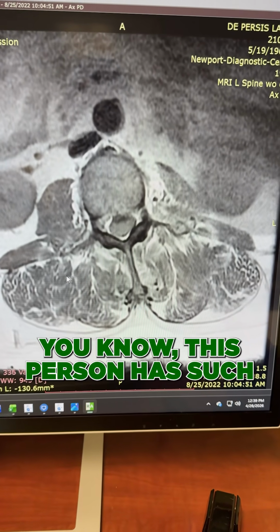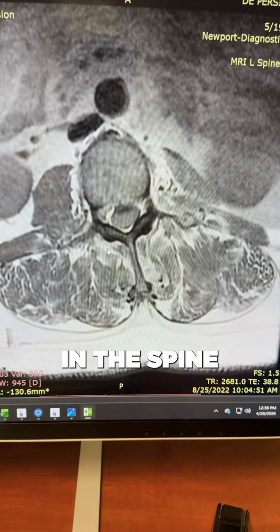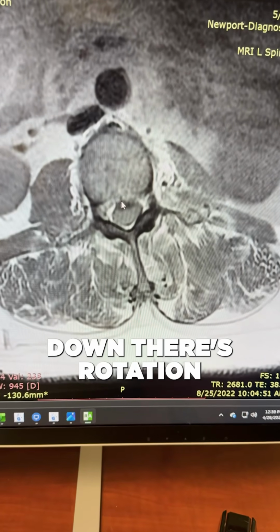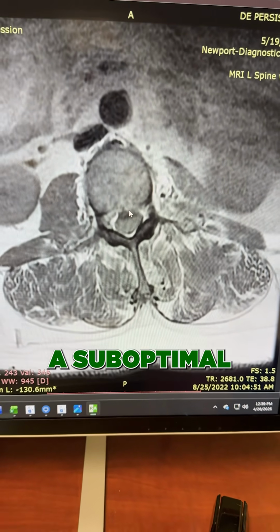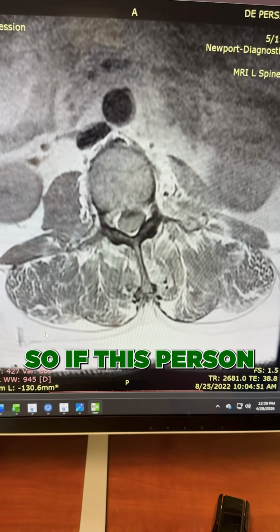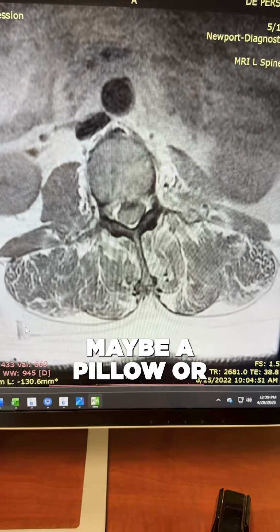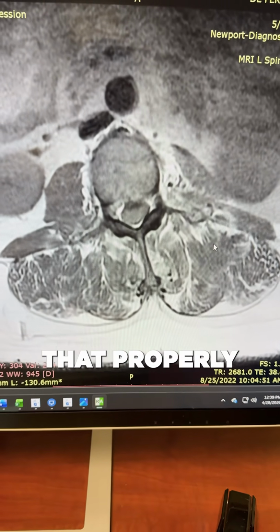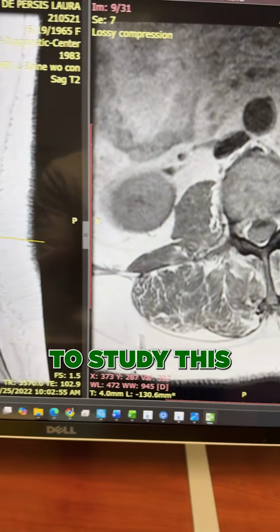This person has such an incredible torsion in the spine that even when they're lying down, there's rotation. And we're going to get a suboptimal study there. So if a pillow or a towel could have been placed to help position that properly, that would have been a more optimal way to study this.